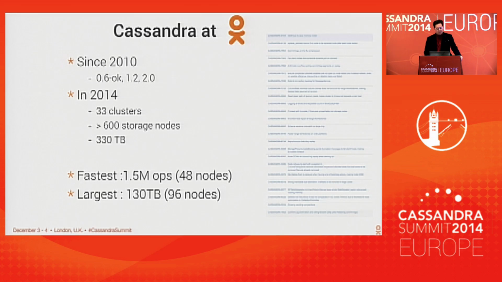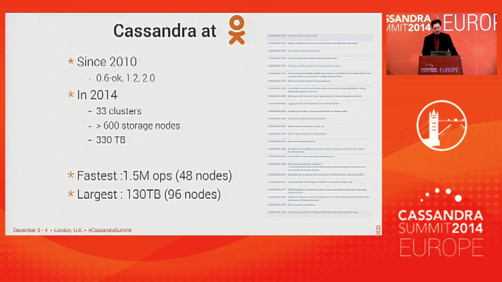We use Cassandra since 2010. We started from version 0.6 and did a lot of development of our own branch. We have a few 1.2 version clusters, and this year we also started to have Cassandra 2 in production. This is a quick list of patches I submitted to the mainline Cassandra 2 codebase during the testing.